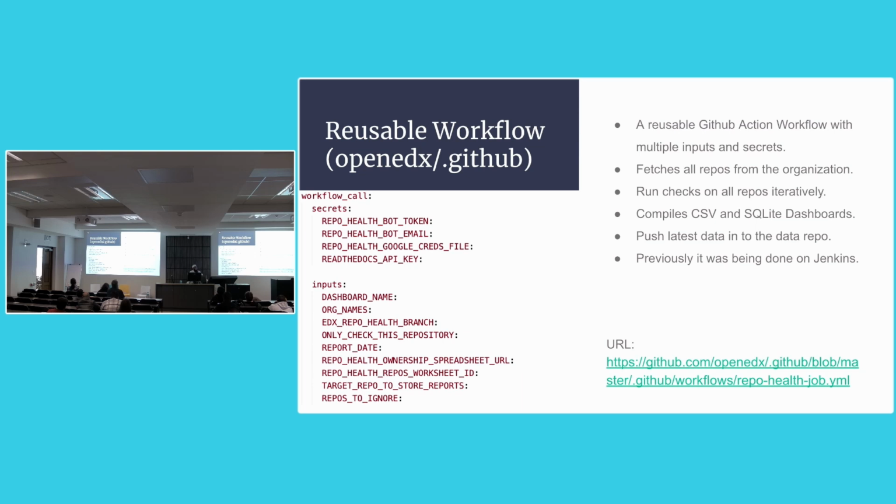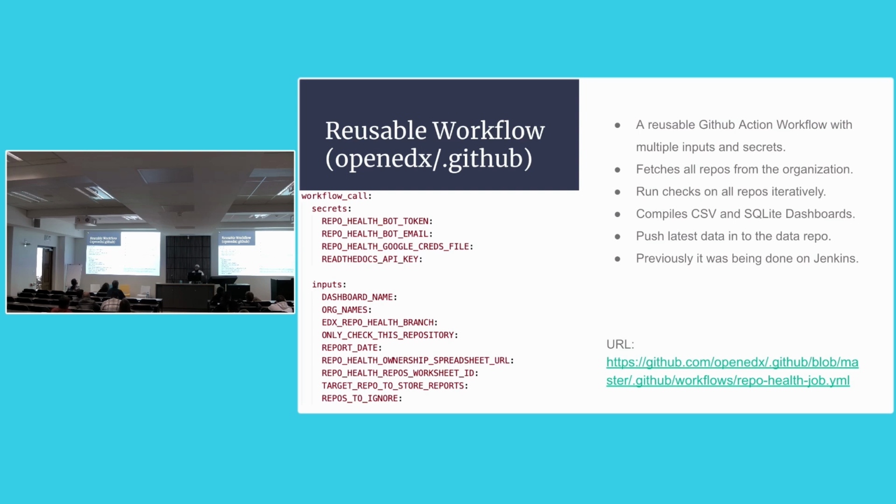And there is a Google credentials file which is specific to 2U, because we are using Google Sheets. And the Read the Docs API key is for one of the checks that runs against the Read the Docs API. And the input dashboard name, as I told you earlier, we have multiple dashboards now, Repo Health Dashboard and Python dependencies dashboard. We are planning to add an NPM dependencies dashboard as well. So that's why I added the dashboard name and organization names.